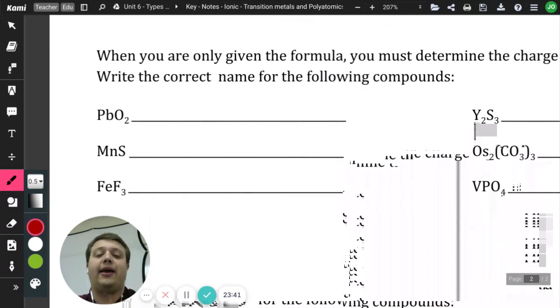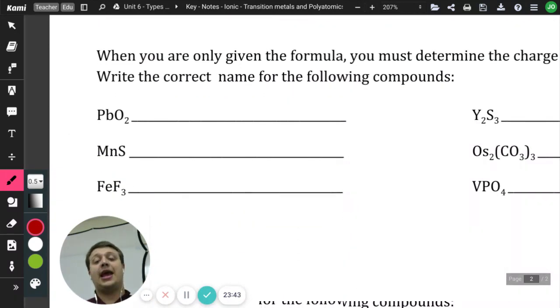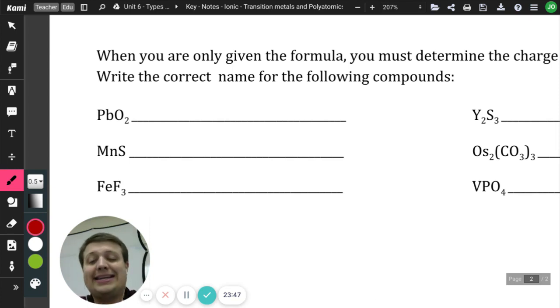Now, the very last thing is writing the name for your transition metals. Okay, so writing the name for our transition metals. Now, for this, we do need to know what the charge is of the transition metals because remember, your name is always going to have that charge if there's a transition metal. So you're going to need that Roman numeral, which means you need to know what the charge is of that transition metal. All right, so I've got lead and oxygen here.